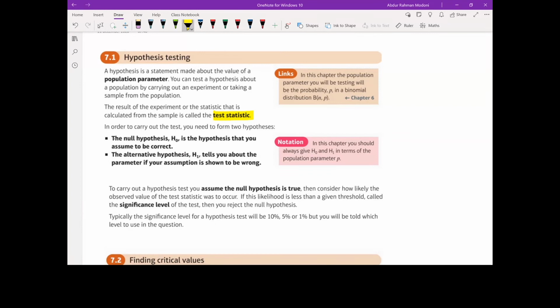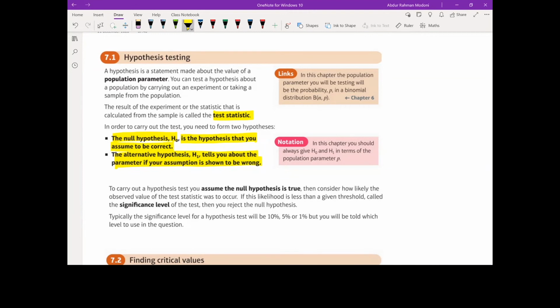Then we've also got the introduction of the null hypothesis. This is the hypothesis that we assume to be correct, what is currently assumed to be correct. And then the alternative hypothesis is what we are challenging the current hypothesis with. It's what we are suggesting. It's a deviation from the norm. So the alternative hypothesis essentially tells you about the parameter if your assumption is shown to be wrong. This is the alternative hypothesis, denoted by H1.